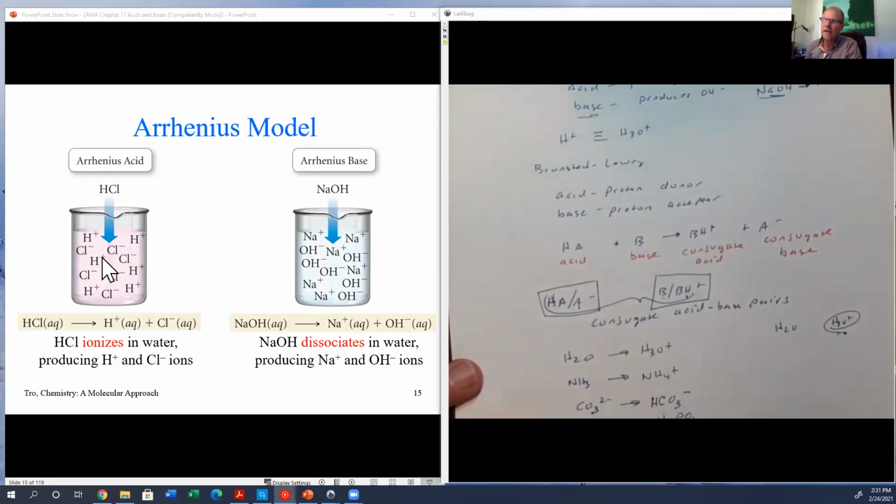All these H pluses that I have in here are really not H plus, they're really H3O plus, right? Because H plus doesn't really exist by itself. A lot of times we'll write it this way, even though that's not really the way it exists, just because it's easier.